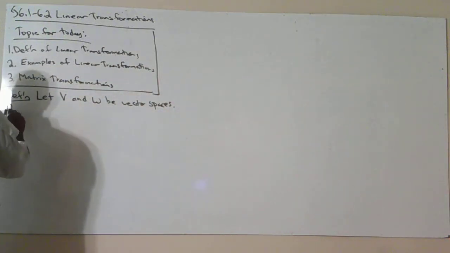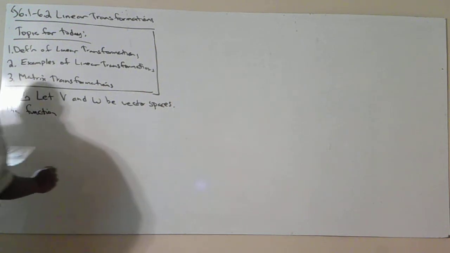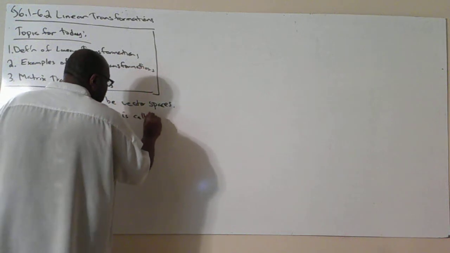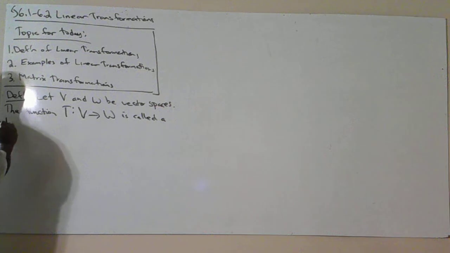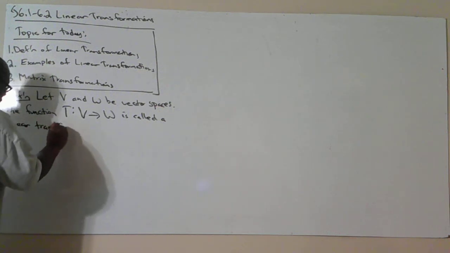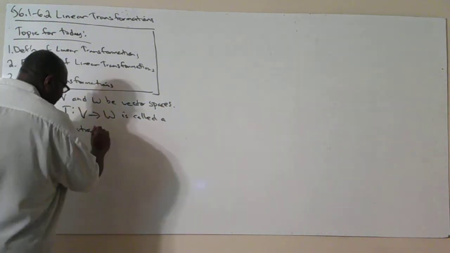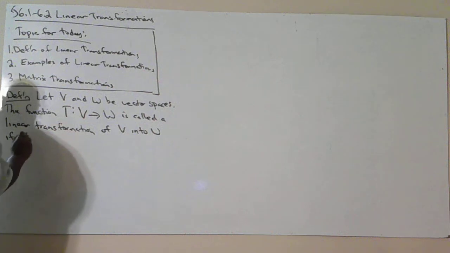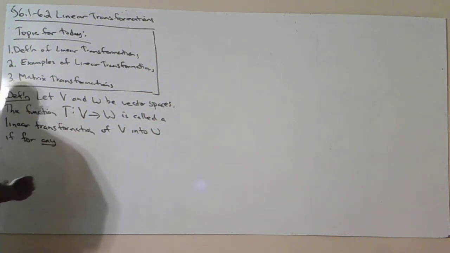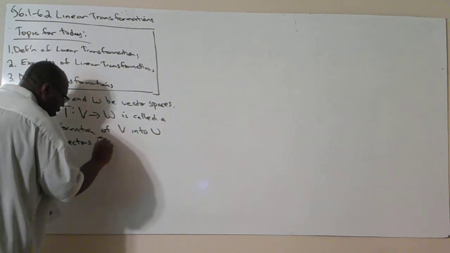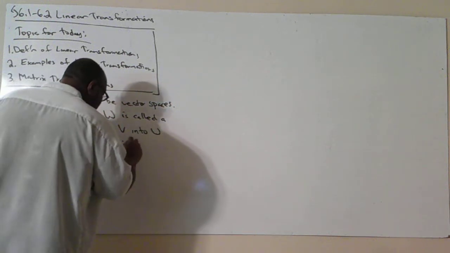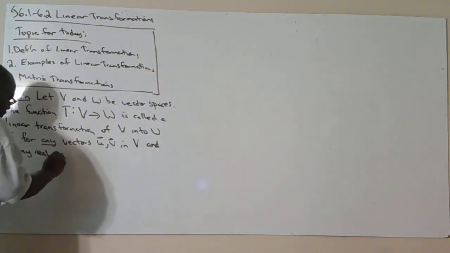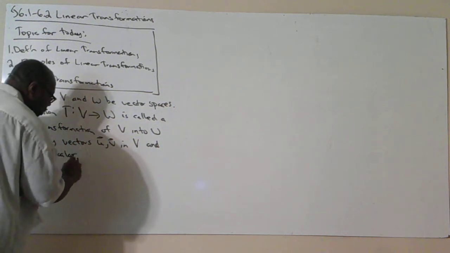And the function T from V to W is called a linear transformation of V into W if, for any vectors U and V in capital V and any real scalar C, the following are true.